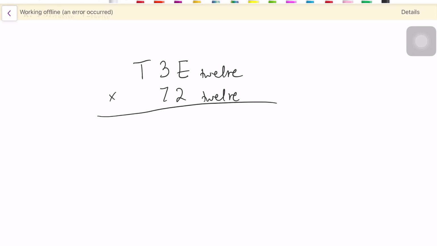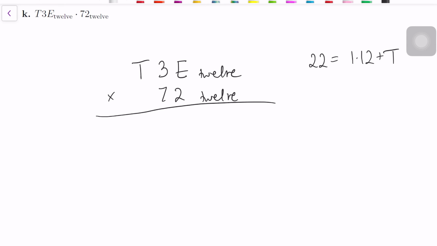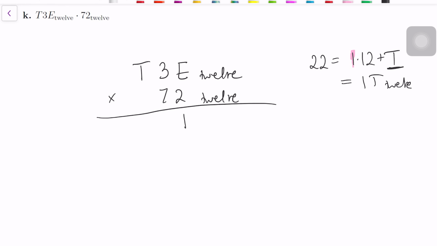2 times 11 will be what? 2 times 11 is 22. And 22 fits how many times 12? That's 1 twelve and 10, but we denote 10 by T, right? So that stands for the number of units. This is how many 12s you have. So basically this is 1T in base 12. So I put T and 1 carries over.